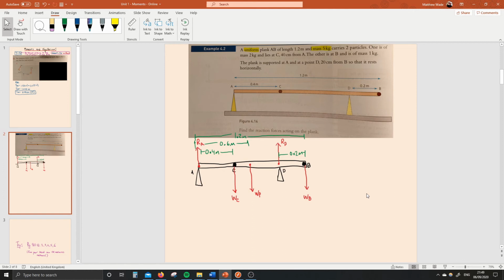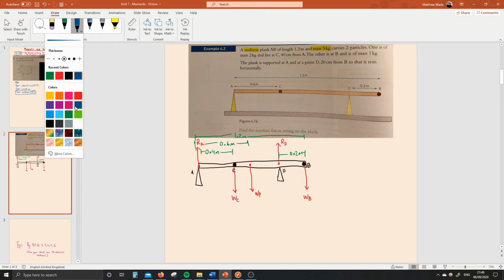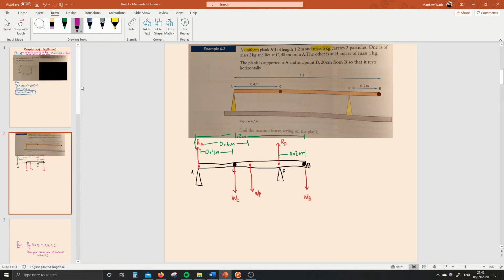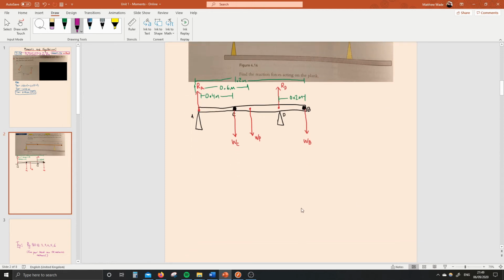Cool. Find the reaction forces. Okay, so this is like a tricky one from moments, but let's do it anyway. I'm going to do moments in purple. Let's treat ourselves. Here we go. Okay, first things first, when you do a moments question, I'm going to scroll right down to here.